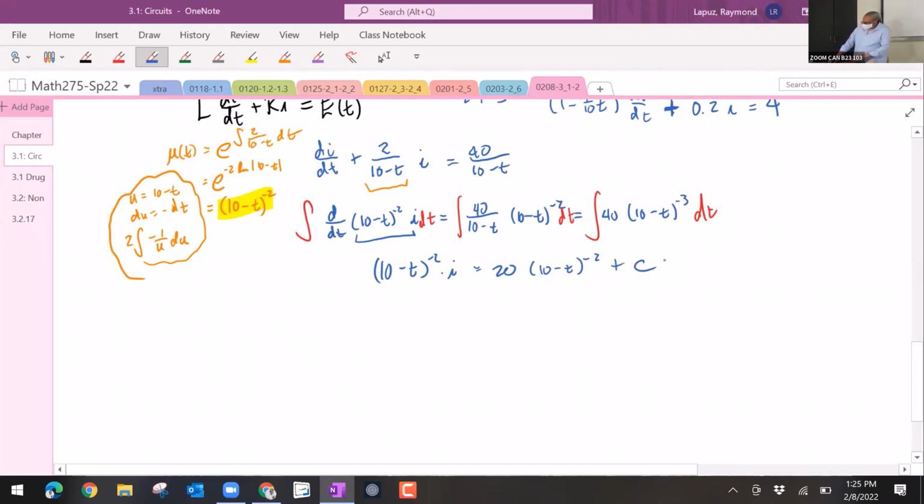Okay. So I want to solve for I. And these two are exactly the same. So when I divide, that would cancel out, and I'll just have a constant 20. And then this would be c times, well, it's divided by this, but it's like multiplying with a positive power. So let's just multiply by 10 minus t squared. Looks like that's it. Well, except we should probably put in our initial conditions. So we're good here with a general solution.